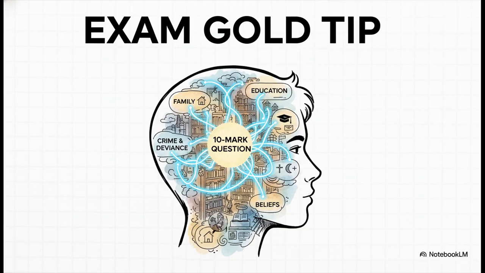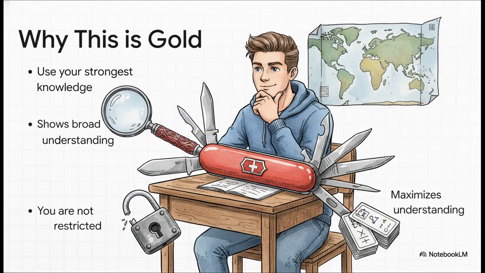For these theory questions on paper 1 and paper 3, you can pull in knowledge and examples from any topic across the entire A-level sociology course. Family, beliefs, crime, stratification, it is all fair game. Just let that sink in for a second. What does this actually mean?